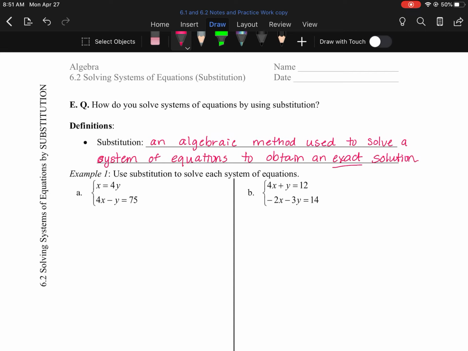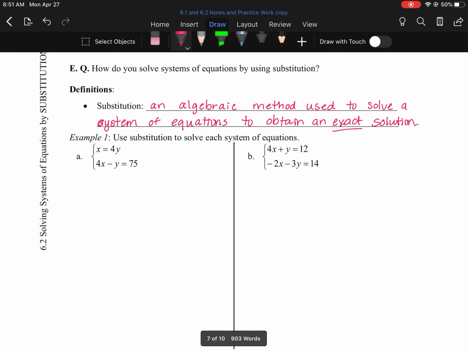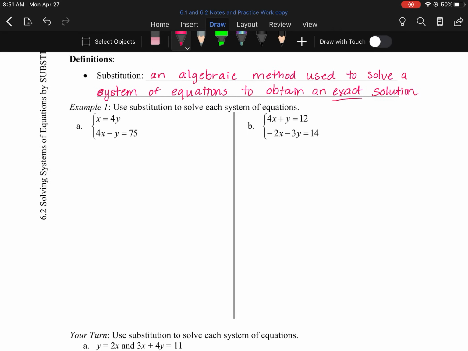All right, so for our first example, we're going to go ahead and solve this. There's a couple of things we want to look for when we're solving equations by substitution. The first thing is, is one of your equations already solved for a certain variable? If we look at this first example, notice how the first equation already says x equals 4y. So it's like our first step is done. I'm going to write the steps down over here. You can write them anywhere you want on your paper.